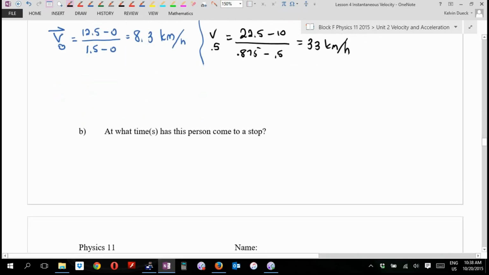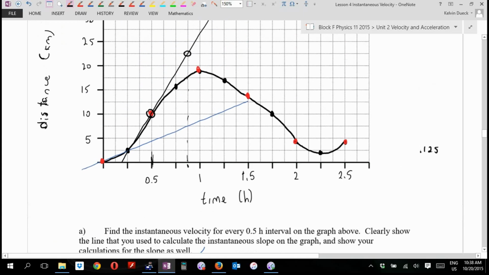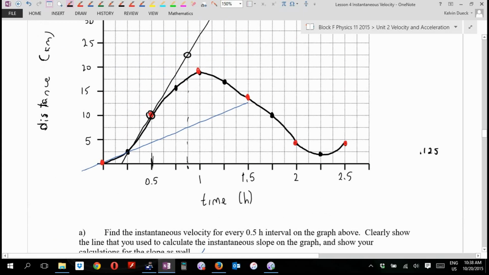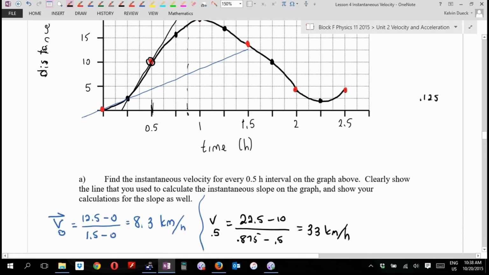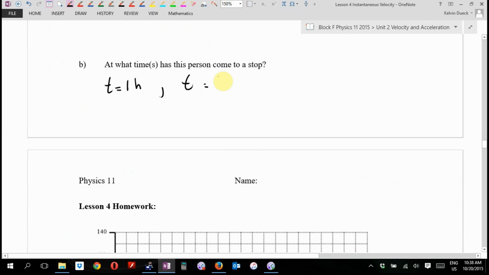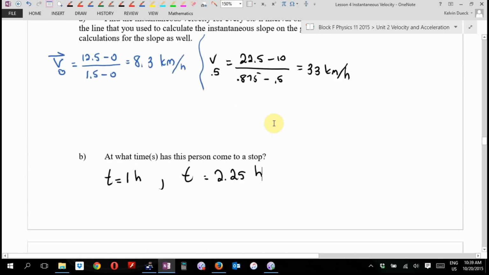B says, at what times has this person come to a stop? When has this person stopped? Okay. T equals 1 hour, and there's one more, I think. T equals, what is that? I guess 2.25 hours. 2 hours and 15 minutes if you wanted to change it to minutes. Okay. This is how we're going to do instantaneous velocity.